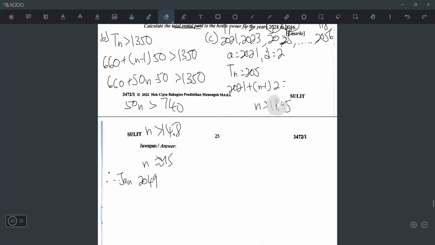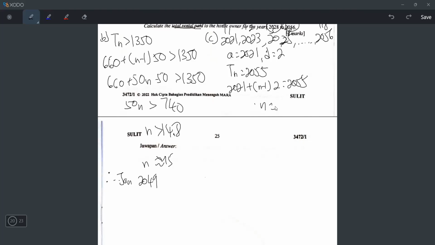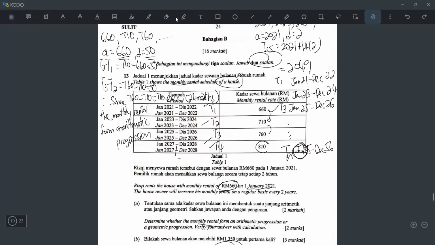Then your working will be better already. So it must be like this, 2055, and then this will be 2055, and then now I can get my n. Let's press 2055 minus 2021 equals answer divide 2 and then plus 1. So now it makes sense. N is 18. It means the 18th term, if I keep going until T18, it will be January. Let's write nicely.